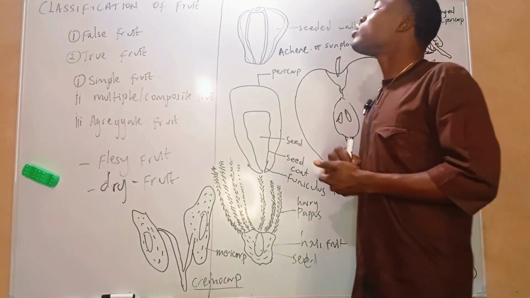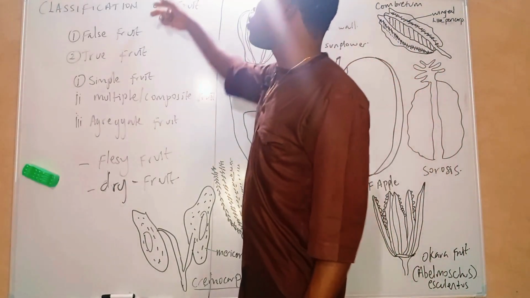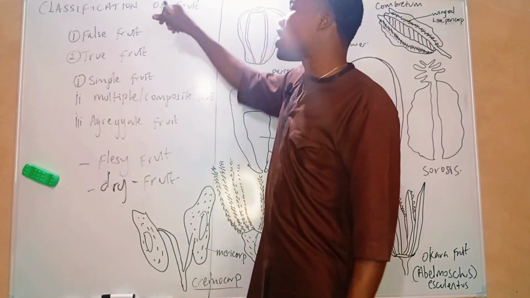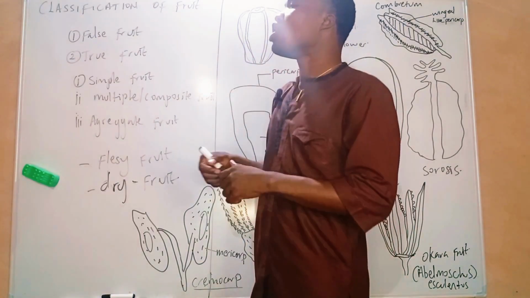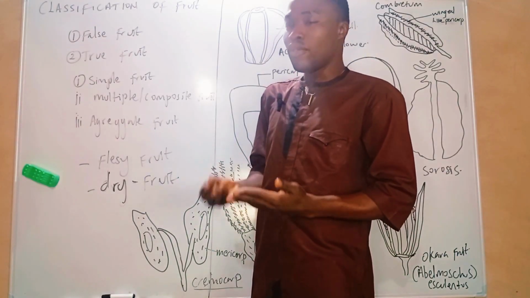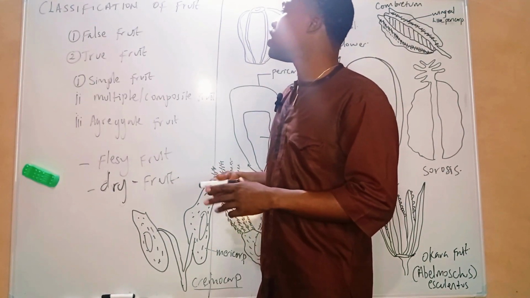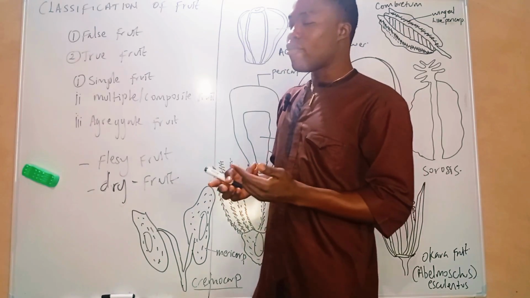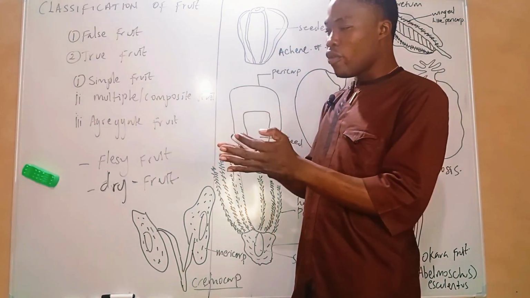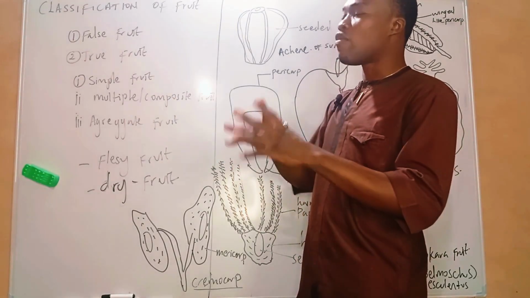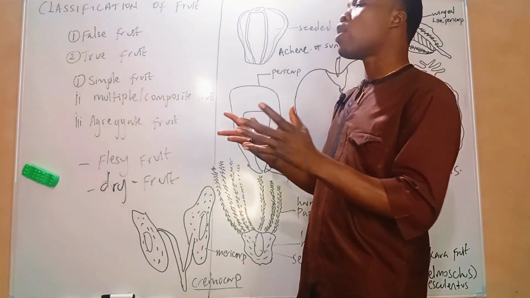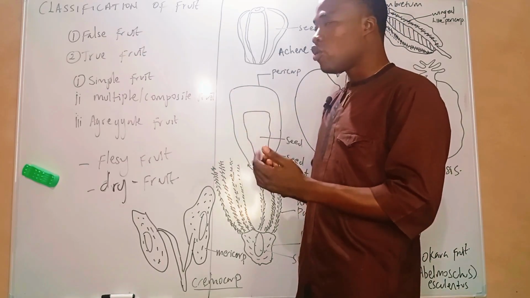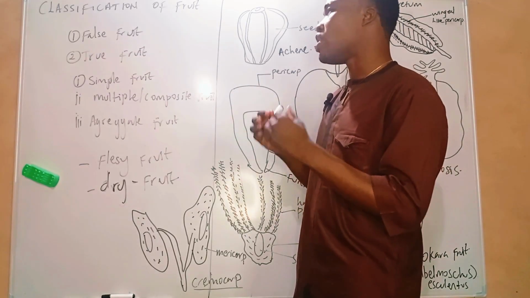So quickly, to save long stories, fruits can either be a false fruit or a true fruit. Now, what is a true fruit and what is a false fruit? A false fruit is a fruit that is gotten from other floral parts. So when a fruit is not a fertilized ovary, or rather, when a fruit has other floral parts attached to it, those other floral parts are usually referred to as a false fruit. While a true fruit is a fruit that is obtained from a fertilized ovary.